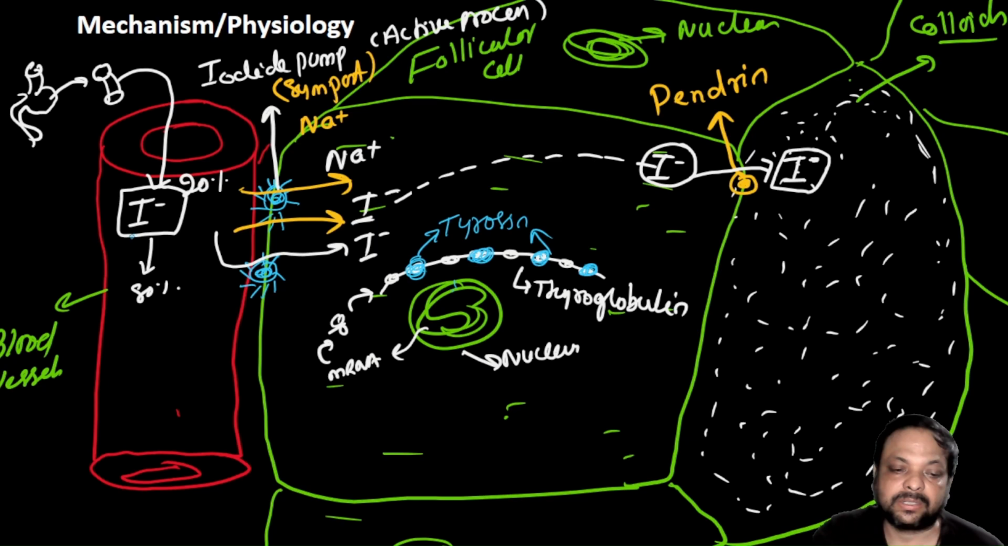Now, normally 20% of iodide is influxed into the cytoplasm of the follicular cells, and from the follicular cells it moves into the colloid area with the help of the pump called pendrin. Simultaneously, with the help of the nucleus and gene expression, polypeptide chains are produced, the chain-like structure called thyroglobulin, which contains a maximum amount of the amino acid tyrosine. Got it? This is the mechanism.